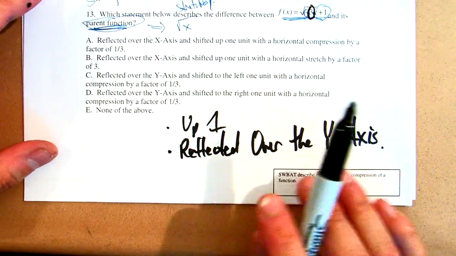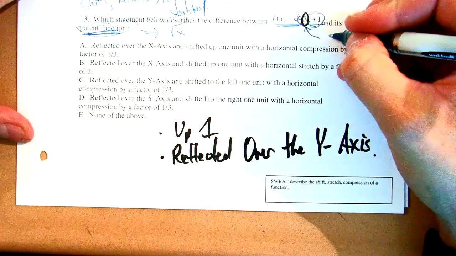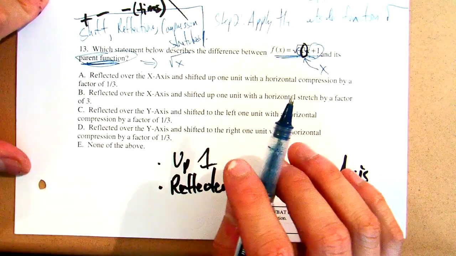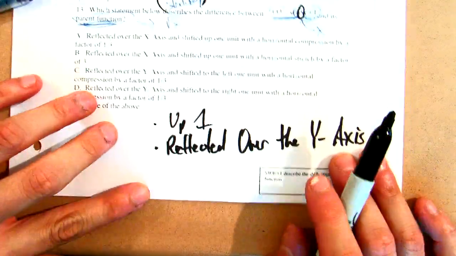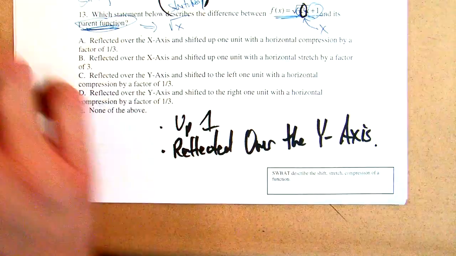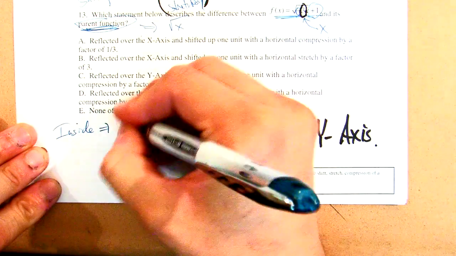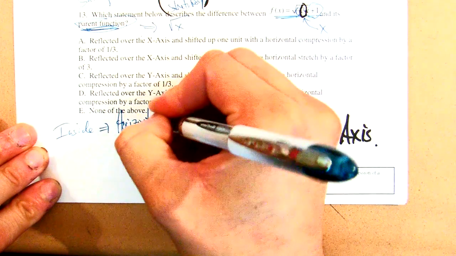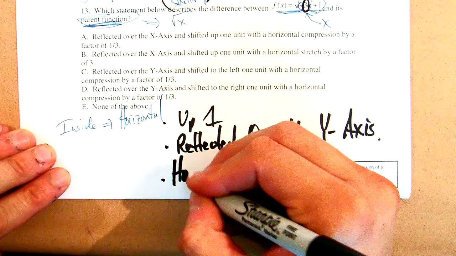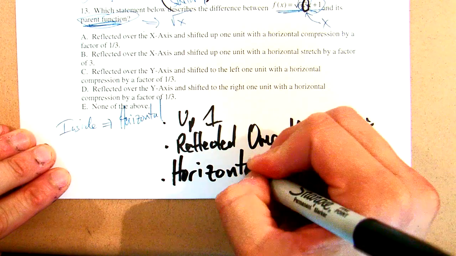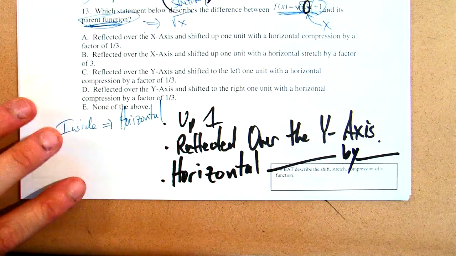Okay? And then lastly here, we want to check about the times 3. This 3 is being multiplied here, and that correlates to our compressions or stretches, which is when something's being multiplied, and it's on the inside, okay? If it's on the inside, it's horizontal. Okay? Inside is horizontal, so it's going to be a horizontal something, right? By something.